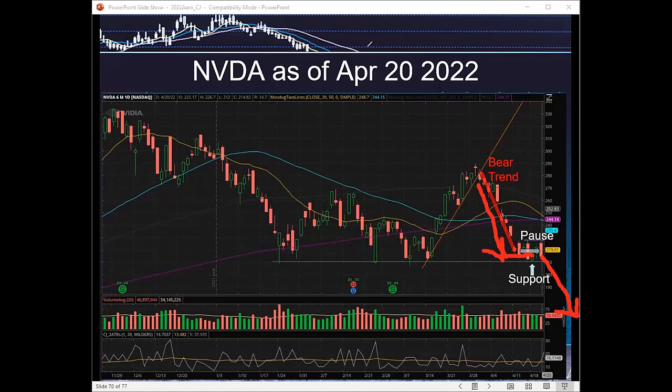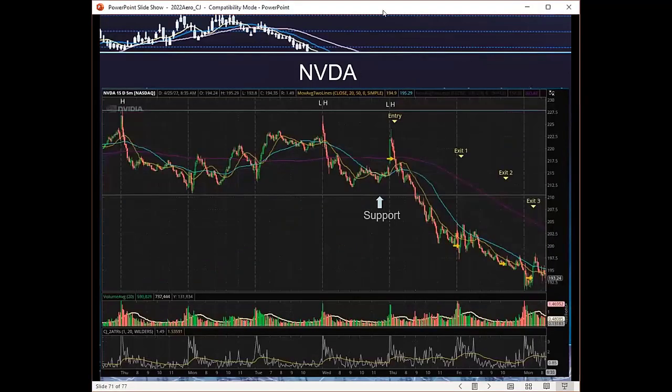It's not the direction of this rally here, but it's the direction of the move just prior to the pause. What was the trend prior to the pause? That's the trend that's more likely to resume and continue. Now I blow up into a 5-minute chart here.